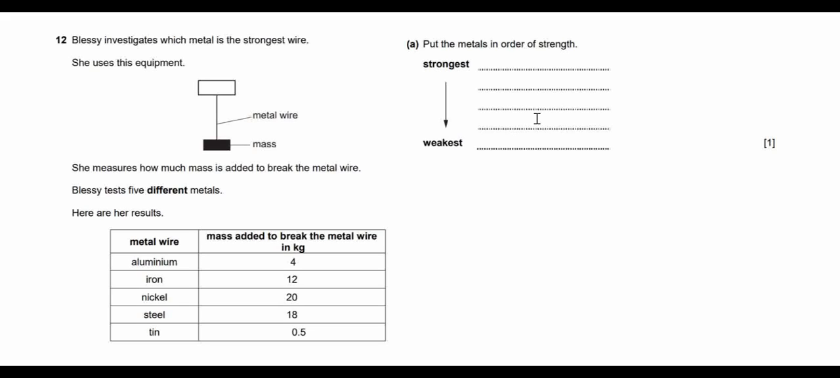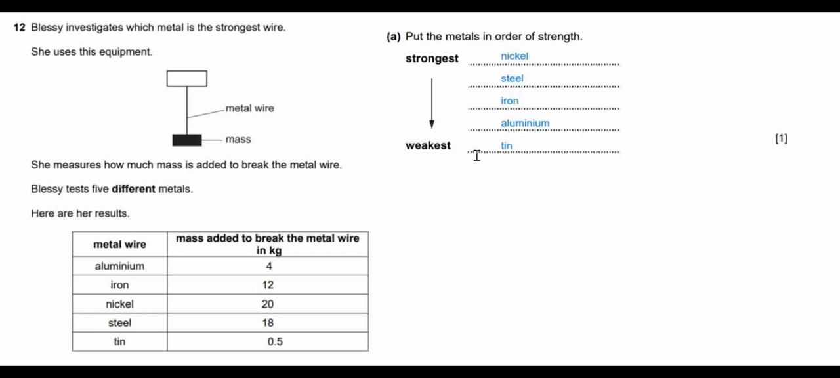Okay, you're done with your answer. Let's open up. If you have not finished, you may pause this video. Here we go. The strongest is nickel, so it needs 20 kg to break. After that, followed by steel, and then iron 12, aluminium 4, and the least is tin. Alright, next number. Here we go.